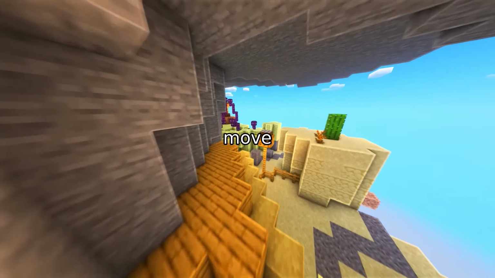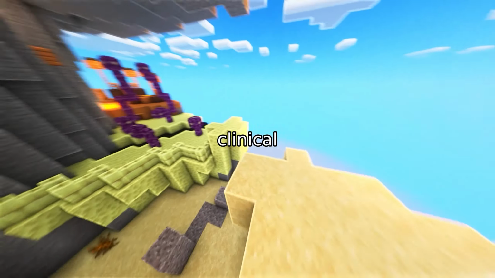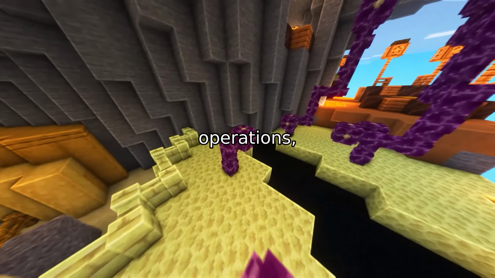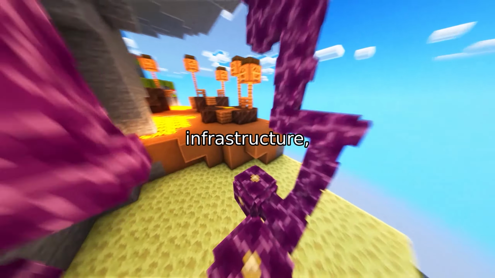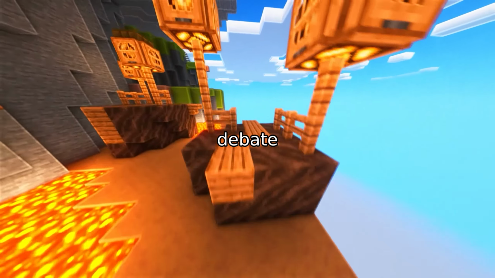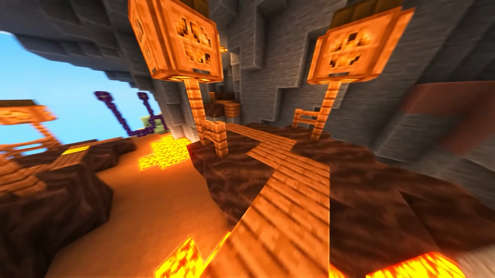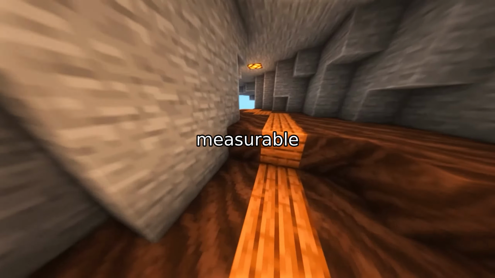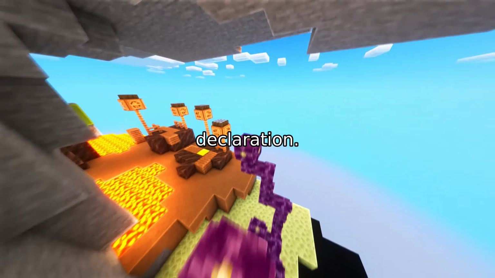As agentic systems move into operationally critical domains, clinical decision support, industrial multi-domain operations, judicial assistance, energy infrastructure, this stops being a philosophical debate and becomes an engineering imperative. We need an architecture where trust is a measurable property of the system, not just a declaration.